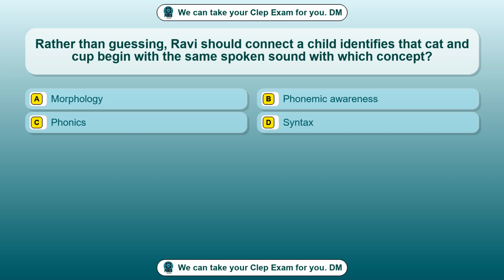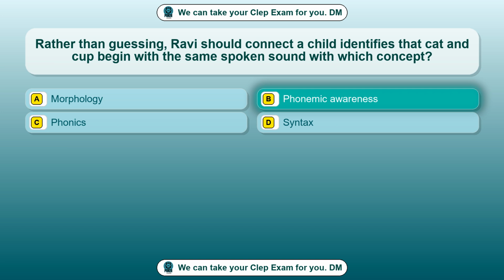Question 81. Rather than guessing, Ravi should connect a child identifying that cat and cup begin with the same spoken sound with which concept? Option A, morphology. Option B, phonemic awareness. Option C, phonics. Option D, syntax. The correct answer is option B.